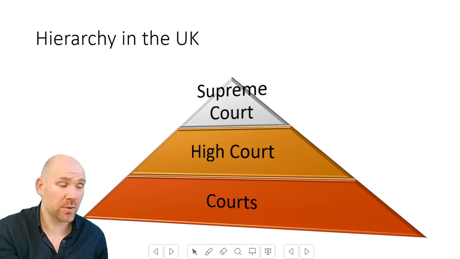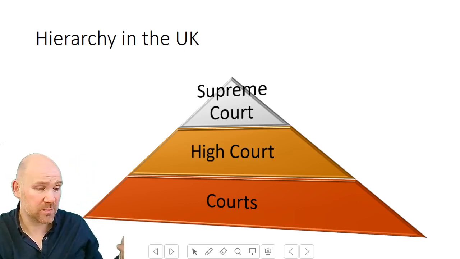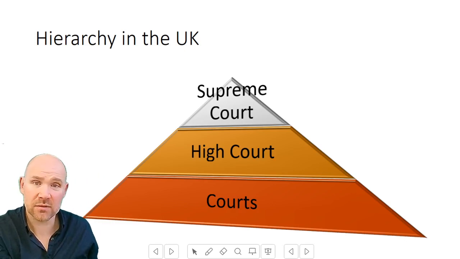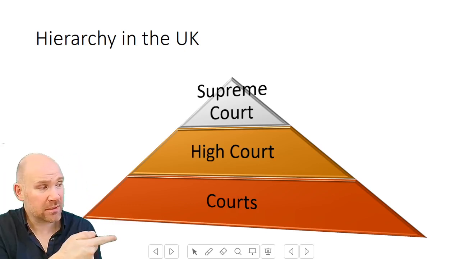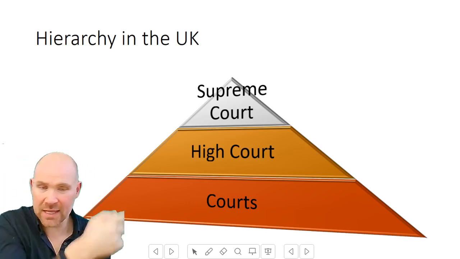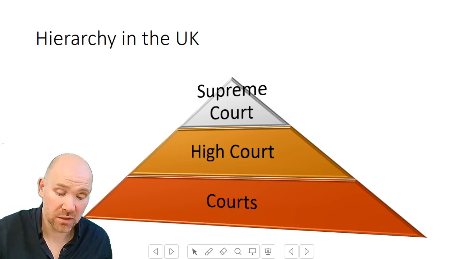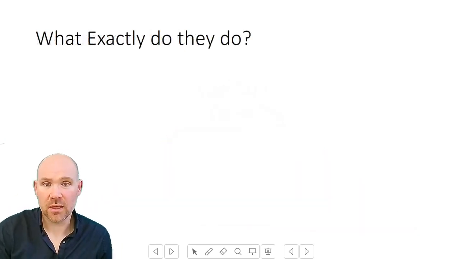But at other times, the Supreme Court will take a case that has been appealed and they'll look at it and say, yes, there are grounds for us to make a ruling, and then they'll hear the evidence and they'll go away and make a decision, and they might make the same decision as the lower court, or they might overturn the decision of the lower court.